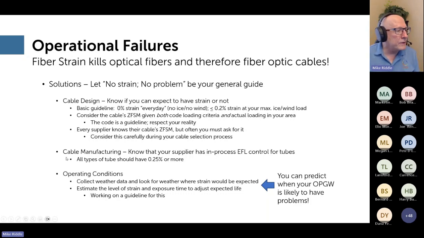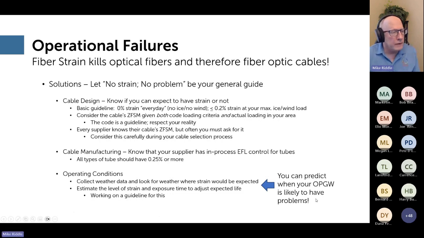On the cable manufacturing, you should do a little checking with your supplier to make sure that they're monitoring the excess fiber length, because that's a big source of zero fiber strain margin. They should have an inline process for controlling that, and they should be able to tell you that they get at least 0.25% or more.